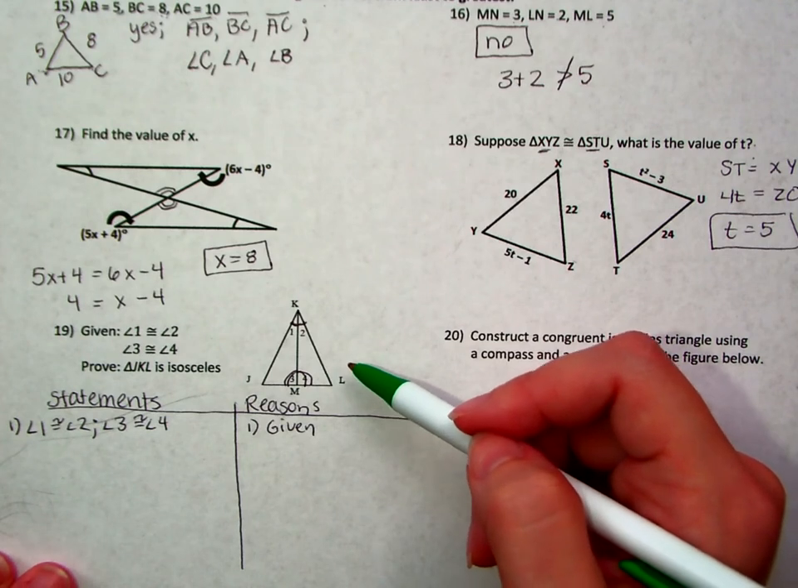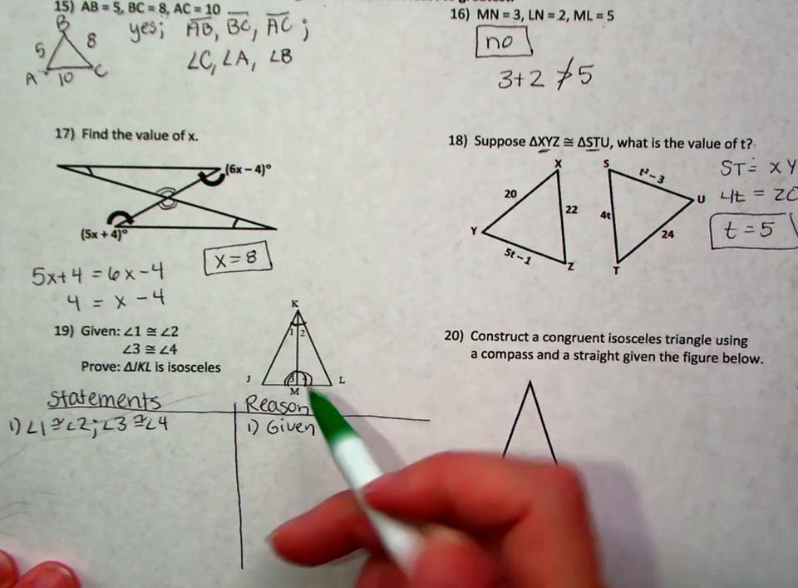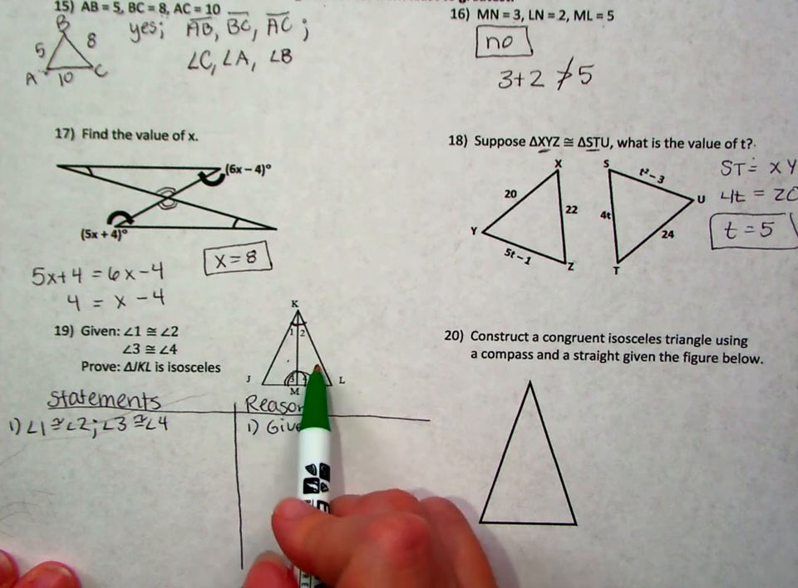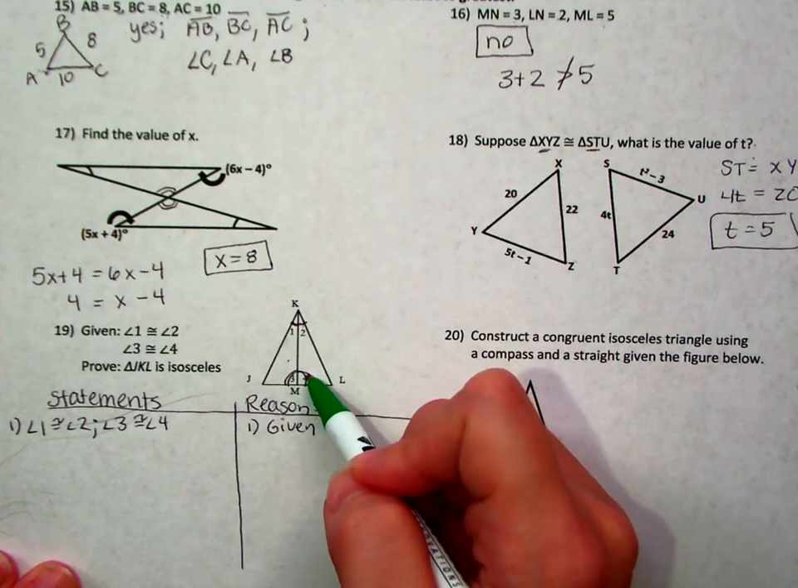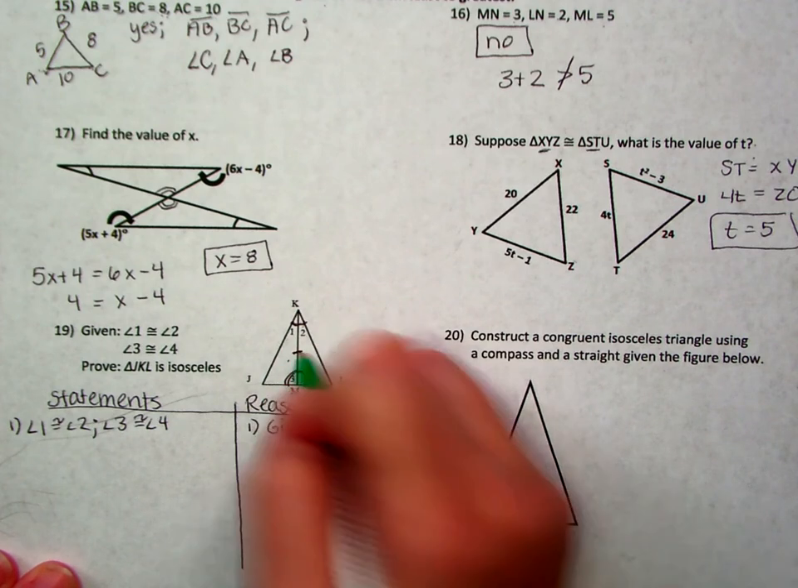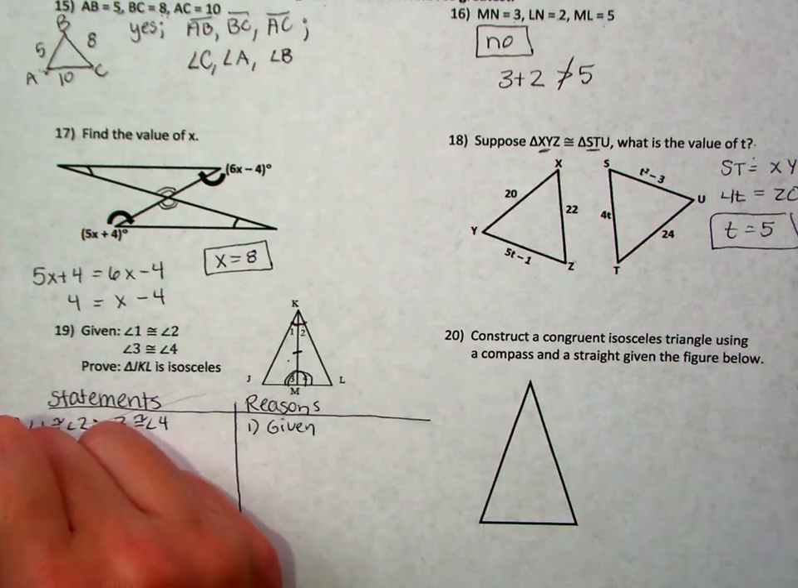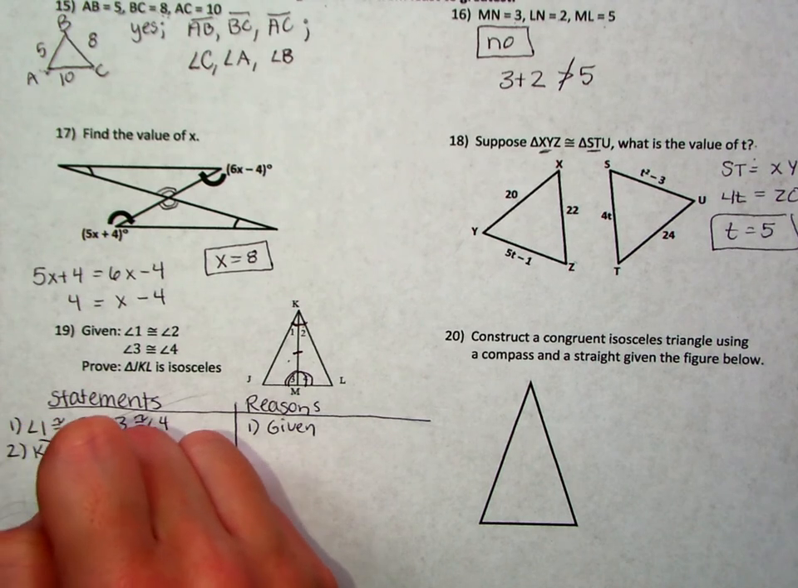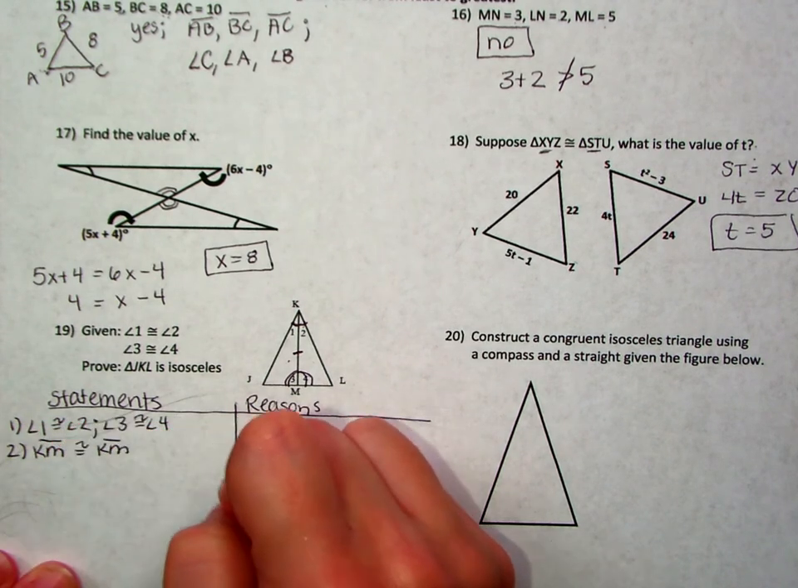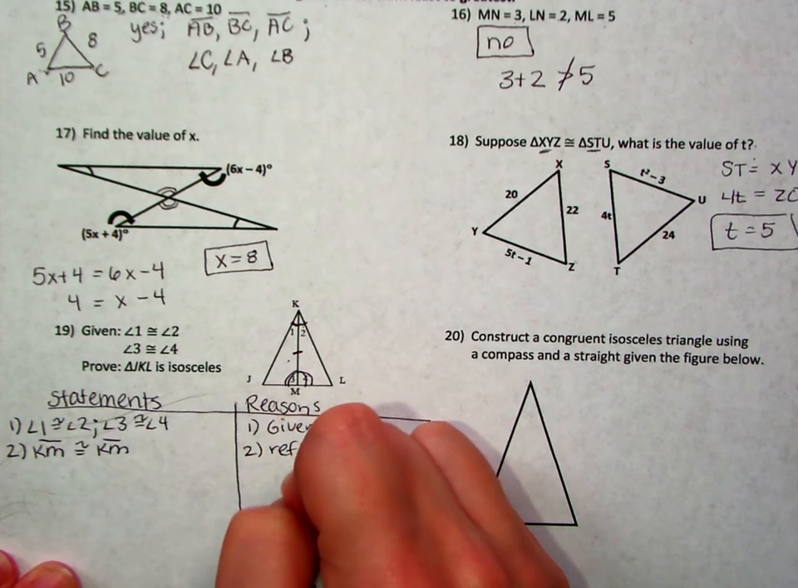But I can't just jump to that right now. I really need to first prove that the triangles are congruent. And so look at what we have so far. We have an angle here and an angle here, and if I use the reflexive property, I can get that side right there. So let's do that. So I've got that segment KM is congruent to segment KM, and the reason is the reflexive property.